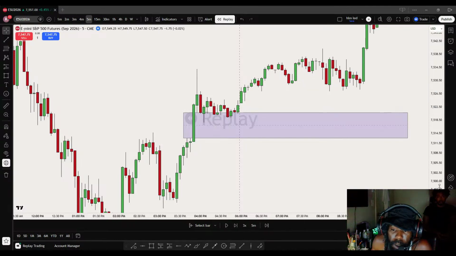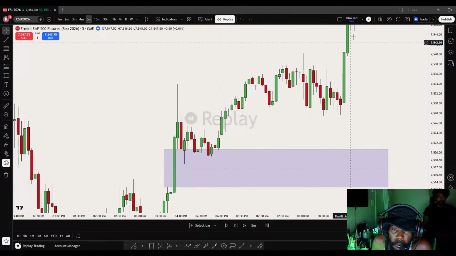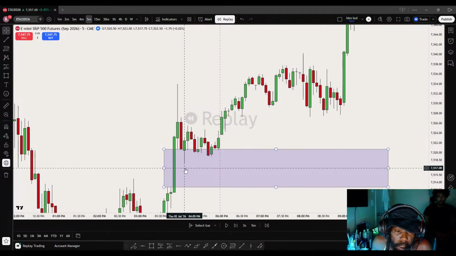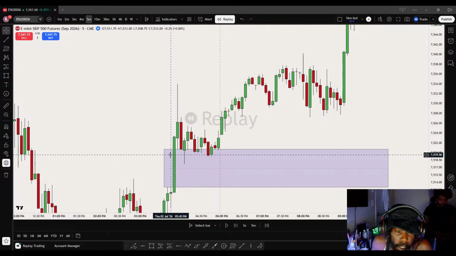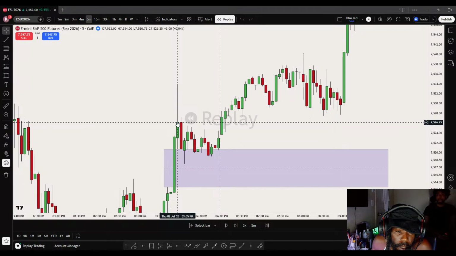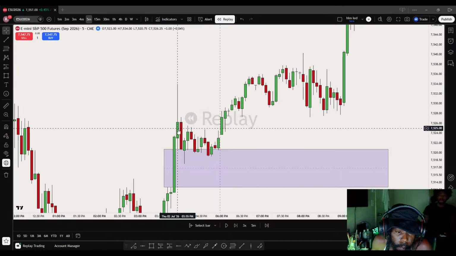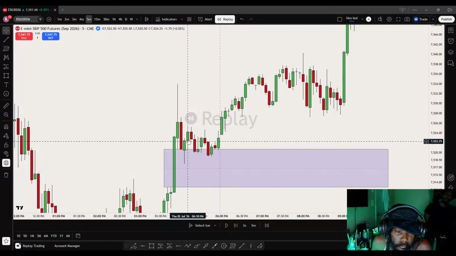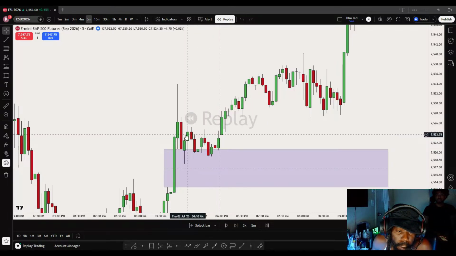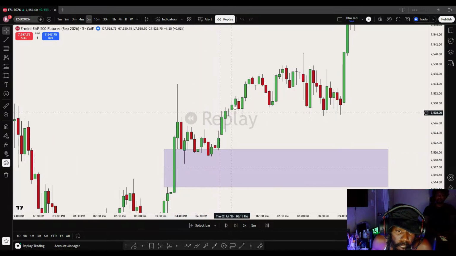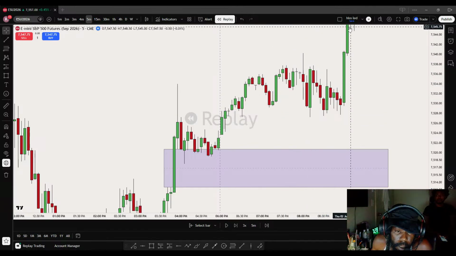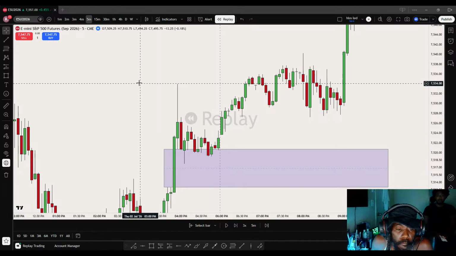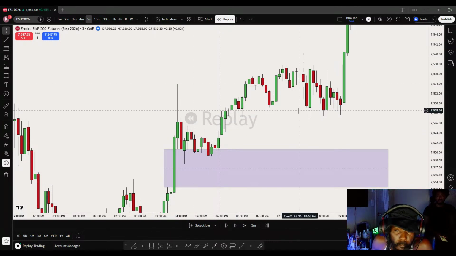Okay, so we ended up going higher, right? But why did we do that? This fair value gap, right? When we were up here, we wasn't in it. Then we came back, we touched it. This is the retest. And then we ran away from it. And then eventually we ran away from it, right? So that's what we mean when we say you want to see a PD array.